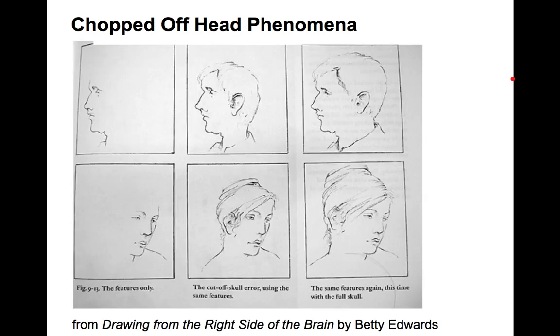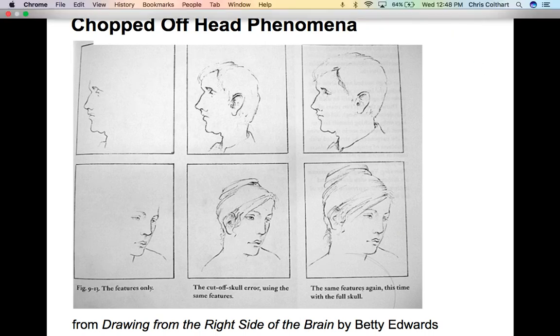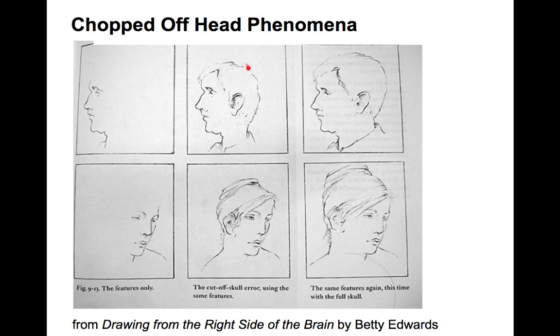This is another demonstration of this cut-off skull error. You can see the top drawing, how it starts, and then the middle one up here, how most people draw it, and then how it really should be drawn with the full head over here. And same with this, you can see that she's missing a large part of the back of her skull here.